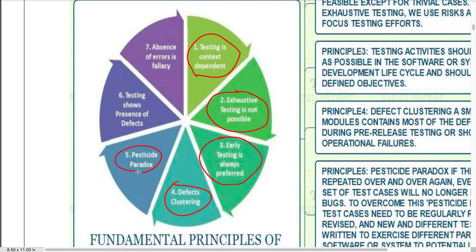The fifth principle is the pesticide paradox, which means providing the same type of input again and again while testing a particular software won't help. We need to test our software differently every time. As you can see with pesticides, if we apply the same type of pesticide on the same insects, sometimes those insects become very familiar with it, and their resistance to those pesticides increases.